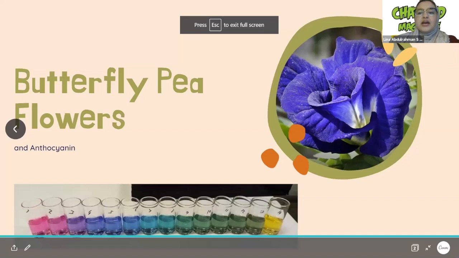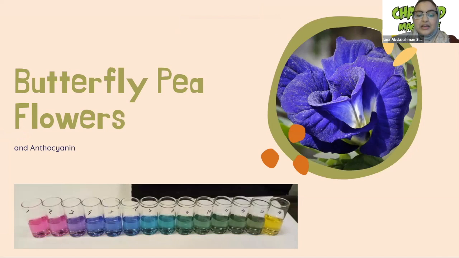So let me give you a quick introduction about butterfly pea flower and what it is and what it does. First of all, let's talk about pH. pH is a scale that measures how acidic or basic a substance is. It measures the concentration of protons using a certain equation to give us a number from 1 to 14, 1 being the most acidic and 14 being the most basic.